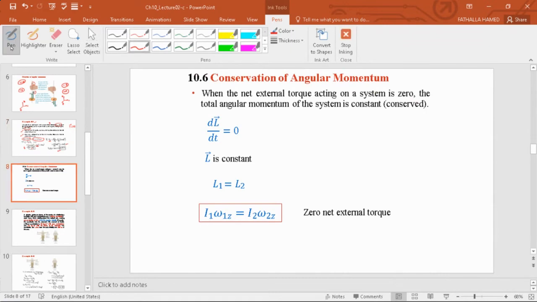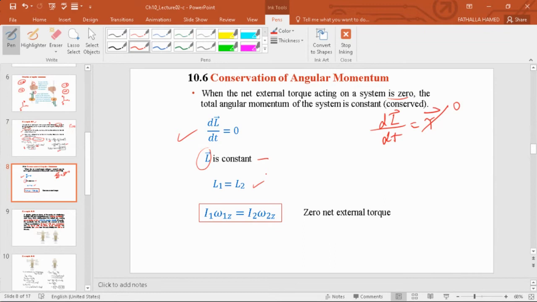Now, what happens if the net external torque on the system is 0? Remember, we said that dL/dt should equal the torque. But if this torque is equal to 0, then dL/dt is equal to 0, meaning that L, the angular momentum, is going to be constant. That means L1 is equal to L2, or L before should equal L after, or L initial should equal L final.